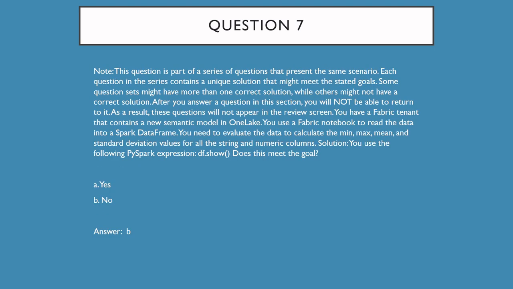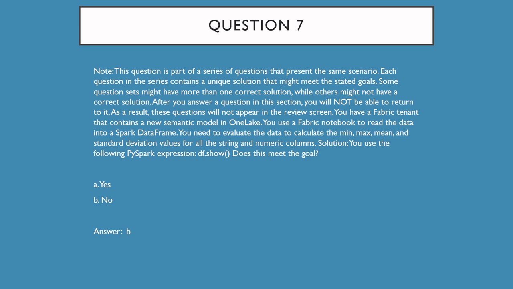Questions 7, 8 and 9 are part of a series of questions. Once you have selected the option for question 7, you won't be able to come back and change the answer. You have to answer each question in the series, and you won't be able to return to that question.